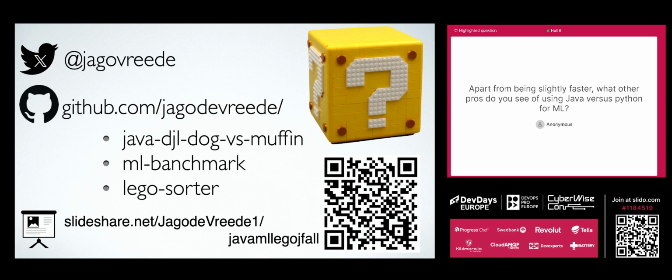Apart from seeming slightly faster, what other pros do you see of having Java versus Python in machine learning? Well, what I've actually seen in real life is that there were some models trained with Python, and what they did was create a REST endpoint on top of that Python application that would take in an image and spit out the classifications. And that was being called by a Java application. So if you would use that model directly in Java, you wouldn't have the overhead of the REST stuff. So that would be a quite good use case for it.